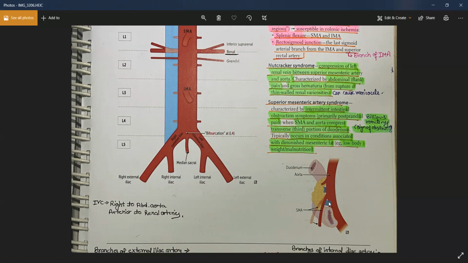Sometimes this left renal vein can be compressed in between the superior mesenteric artery and the aorta. Different scenarios can happen. We will discuss them shortly. Don't worry, right?